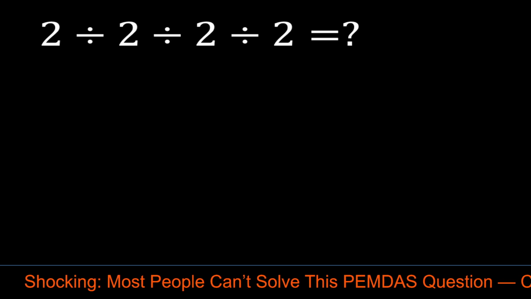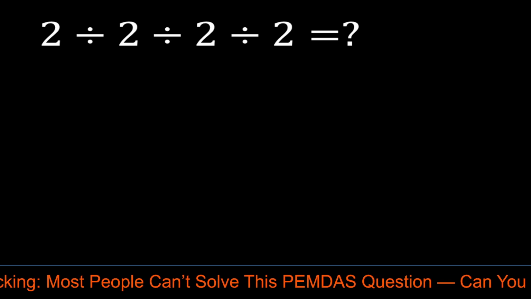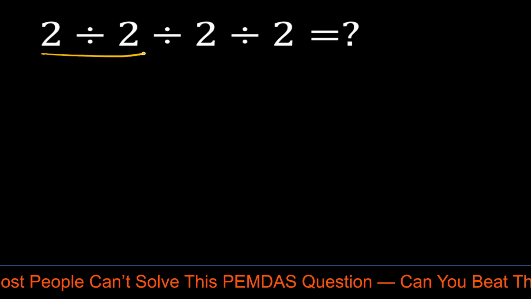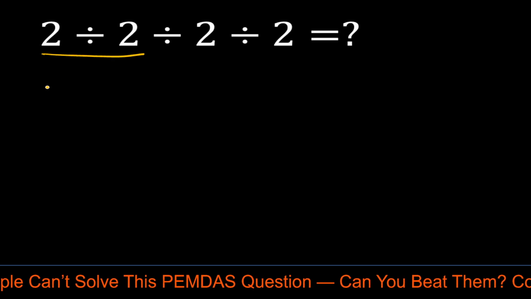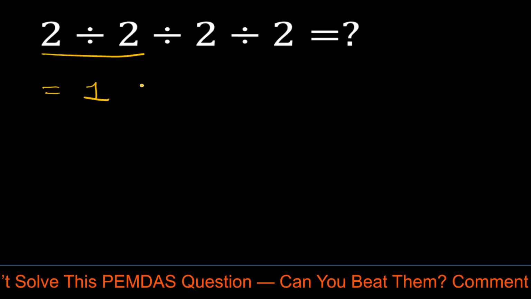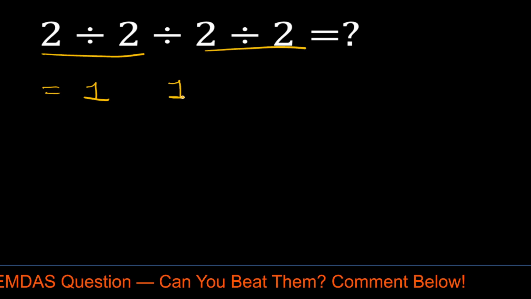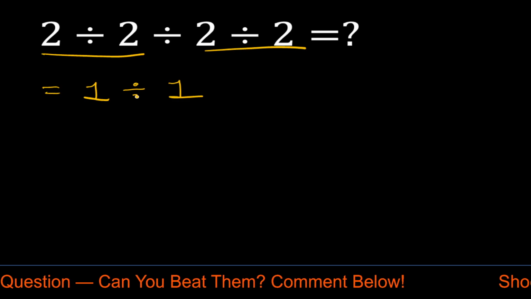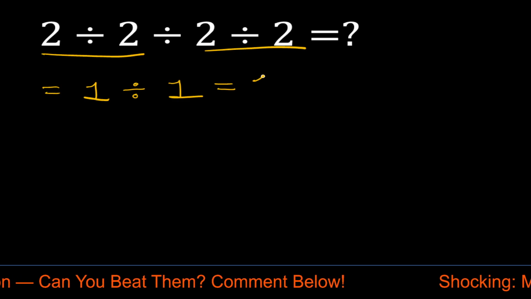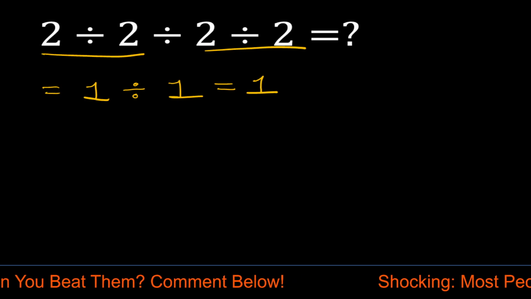So most people solve this question like 2 divided by 2. So 2 divided by 2 is equal to 1, right? Then again 2 divided by 2. So 2 divided by 2 is equal to also 1, right? Now 1 divided by 1. So 1 divided by 1 is equal to 1, right?